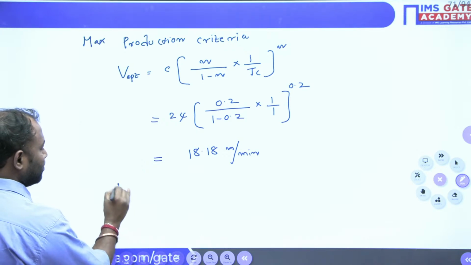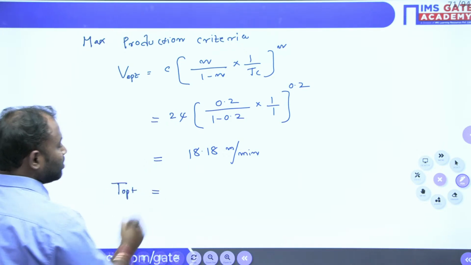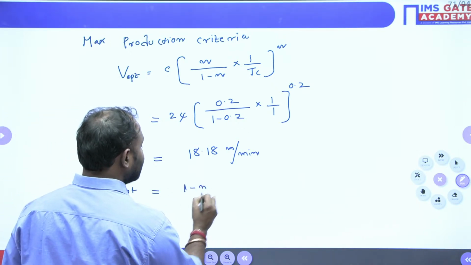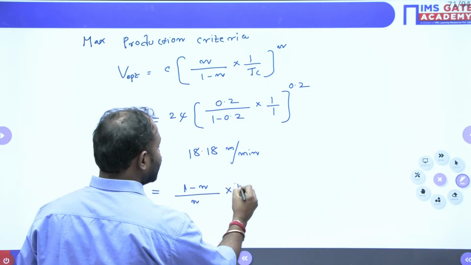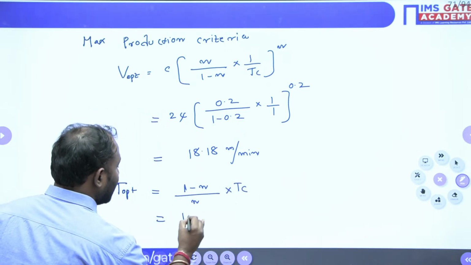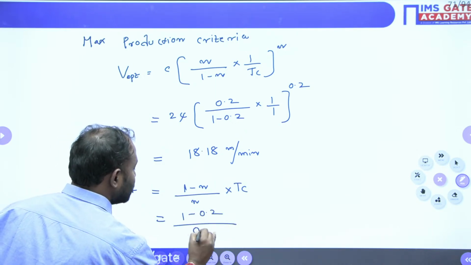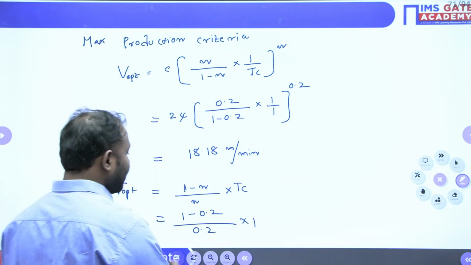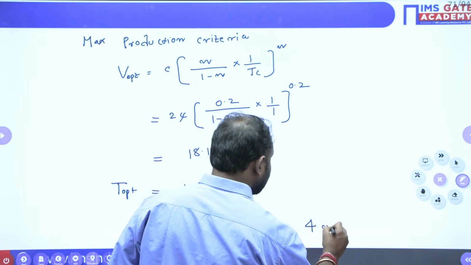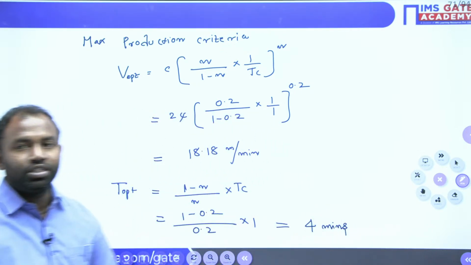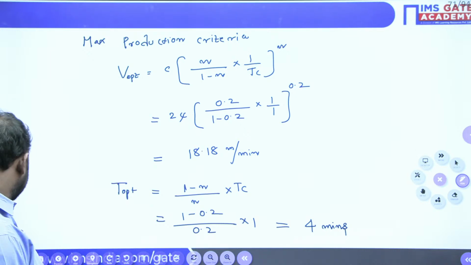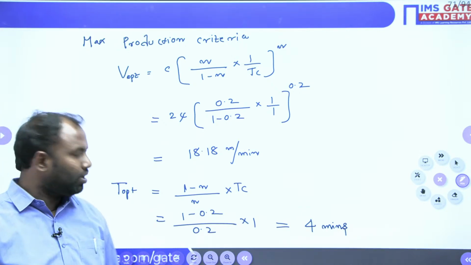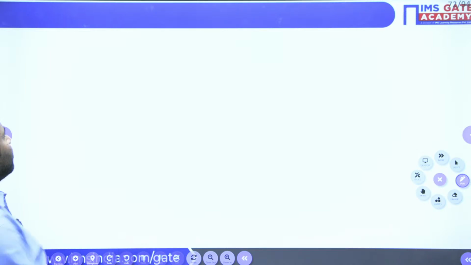Now similarly, T optimum, that means optimum tool life, is equal to (1 minus n) divided by n, into tool change time. That is (1 minus 0.2) divided by 0.2, into 1. Tool change time is 1 only, right? Yes, 1 only. From here I am going to get optimum tool life as 4 minutes. Okay, right. Next we have to find the time for turning operation.